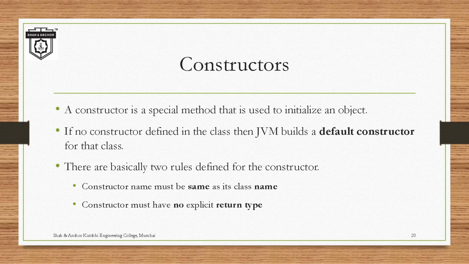There are two rules to define the constructor. The constructor name must be the same as the class name, and a constructor does not have any return value, not even void. So we are not going to write void in a constructor, and the constructor name and class name have to be the same. These are the two rules you have to follow.